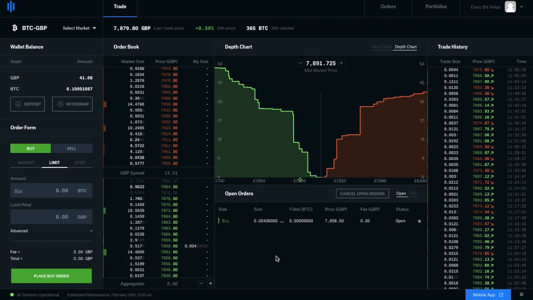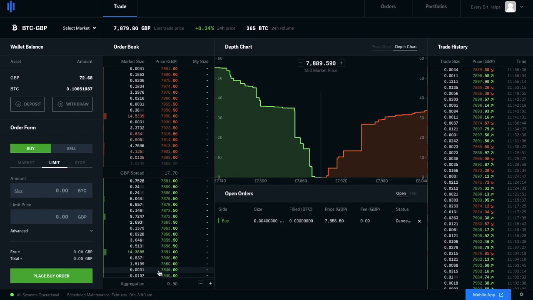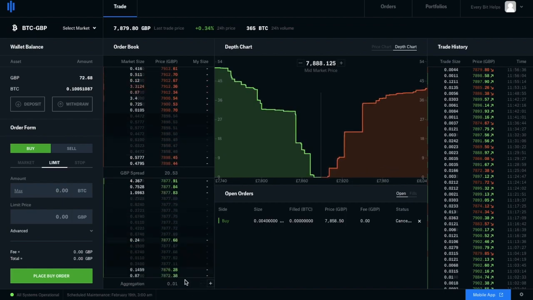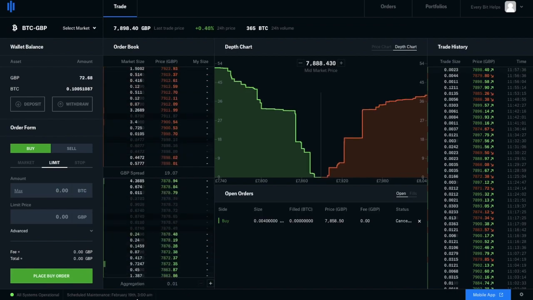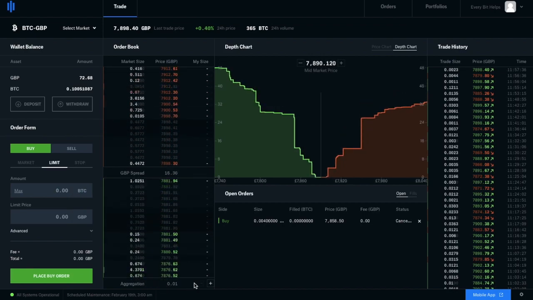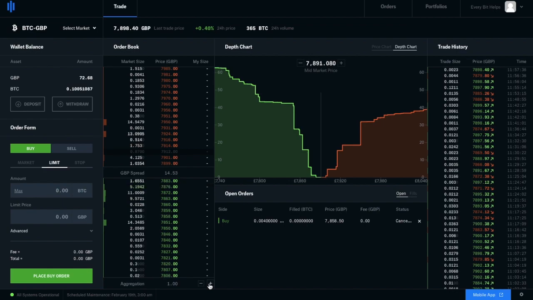Then at the bottom, you have something called Aggregation, which allows you to group the order in terms of the price. So at the moment here, you can see that we have all the orders that are grouped at 0.01 decimal places. And in this case, it's pence because I'm dealing with GBP. However, you can also group that in terms of 0.05 pence, 10 pence, 50, etc.